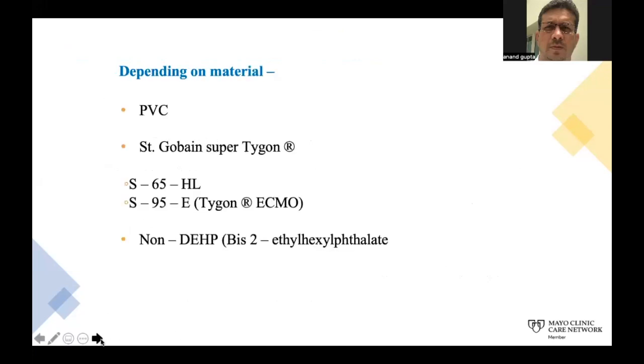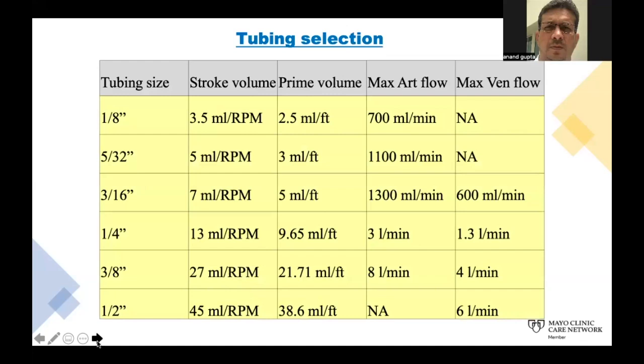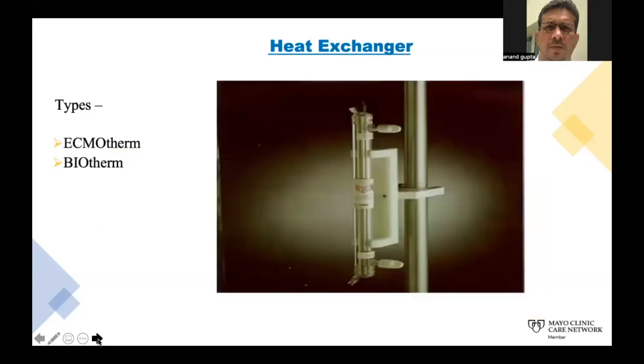Depending on the material, there is PVC, Sandwoven, Super Tygon and non-DEHP. So we use different kinds of material for the tubing also. Tubing sizes are 1/8 inch, 5/32, 3/16, 1/4 and 3/8 inch, and the choice depends on the stroke volume, prime volume, and the maximum arterial and venous flow you can drain, as can be seen. Mostly 3/8 inch is generally used in adults.